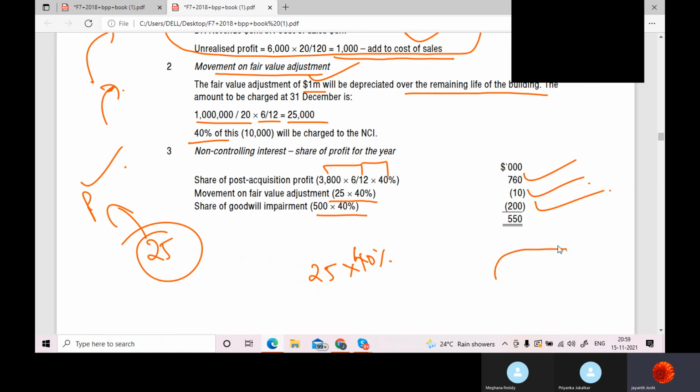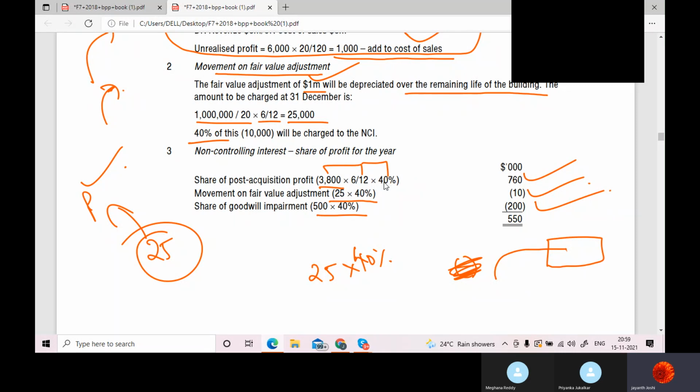when the subsidiary company was acquired, the goodwill got created. In the goodwill creation, we always deduct the NCI's part. Correct or wrong? Please tell me. Yes, sir. So this is the profit of the subsidiary company.